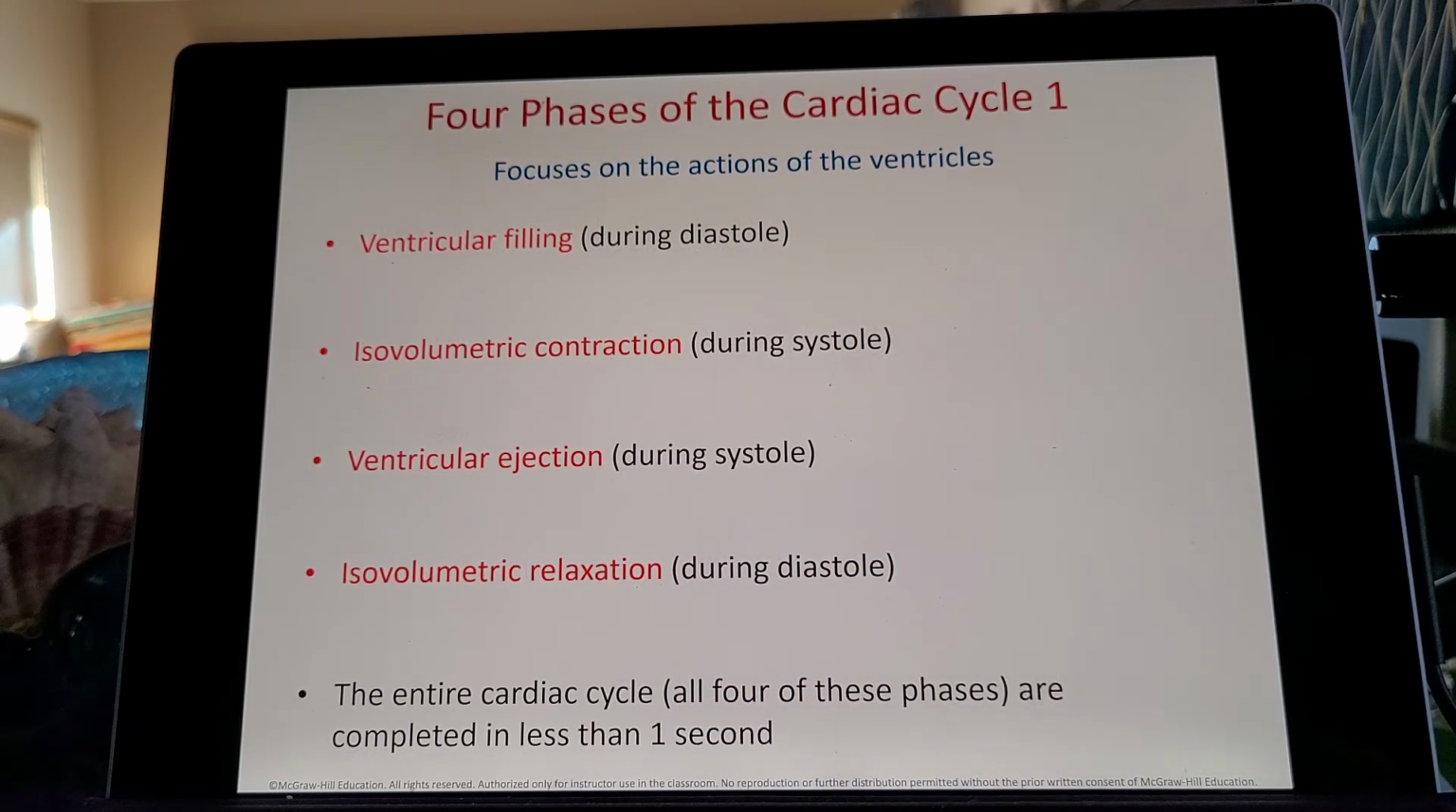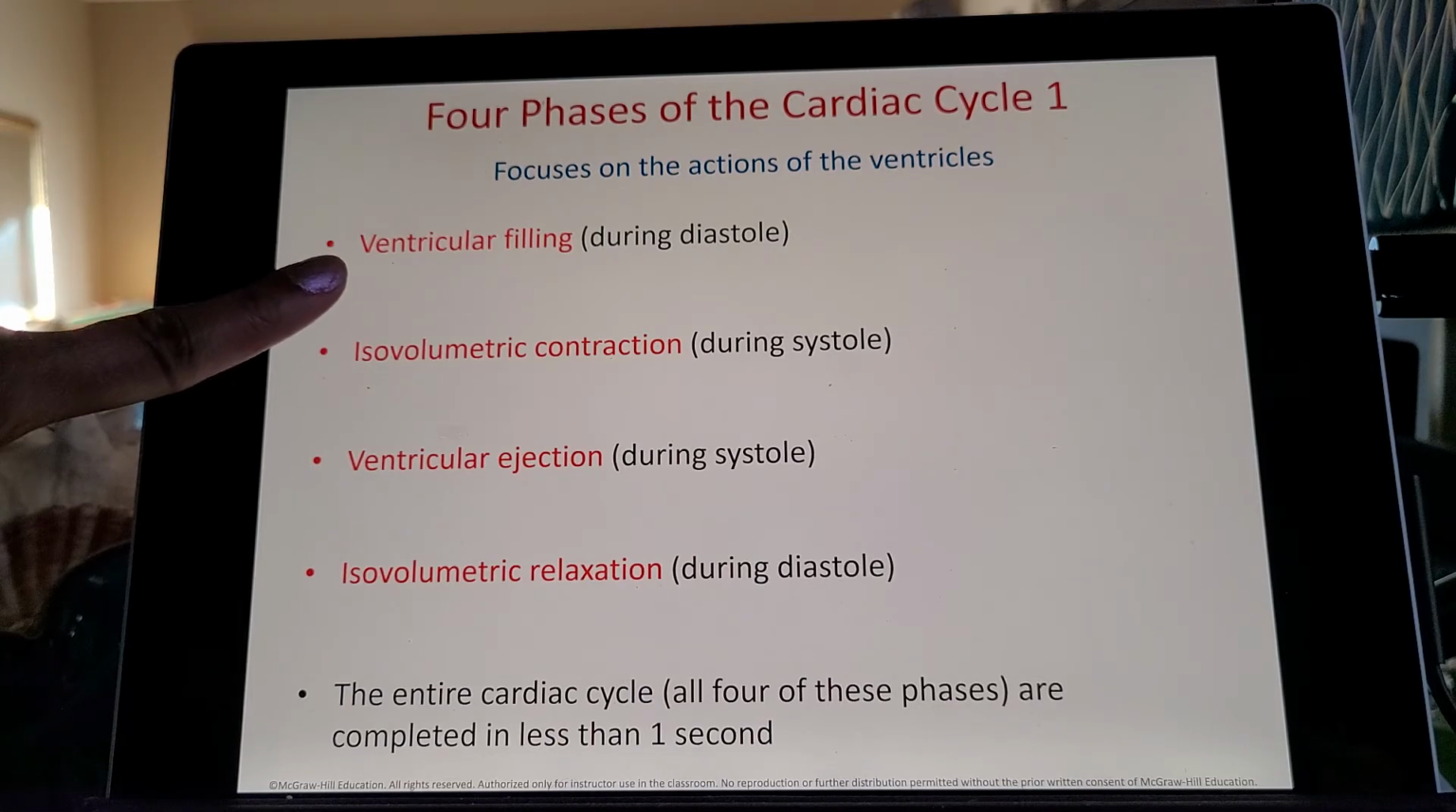Okay, so with our contraction and relaxation and our blood moving, where's it going? Again, we're focusing on the ventricles because they're the important ones. So we have 4 phases of our cardiac cycle, our movement of blood through the heart. Of course, our first stop is those atria.